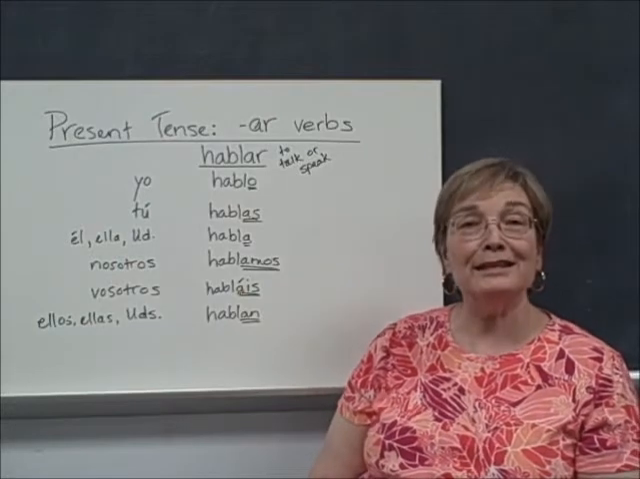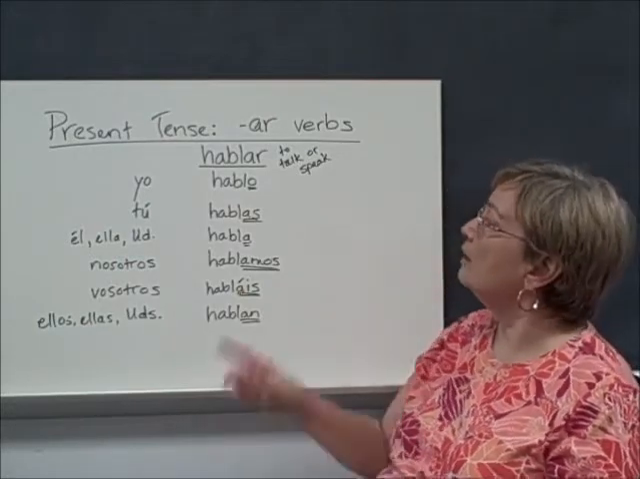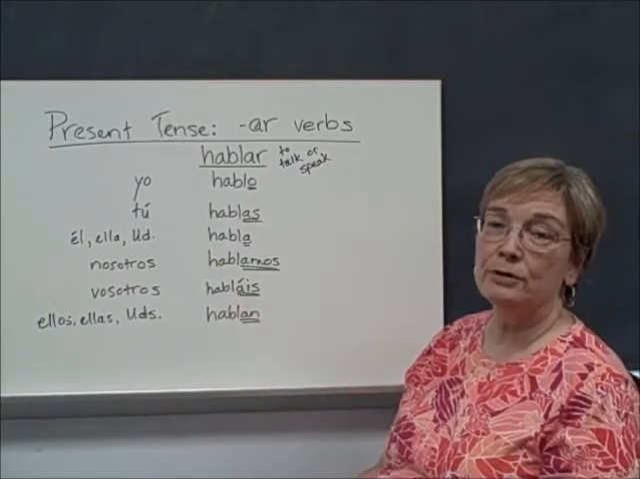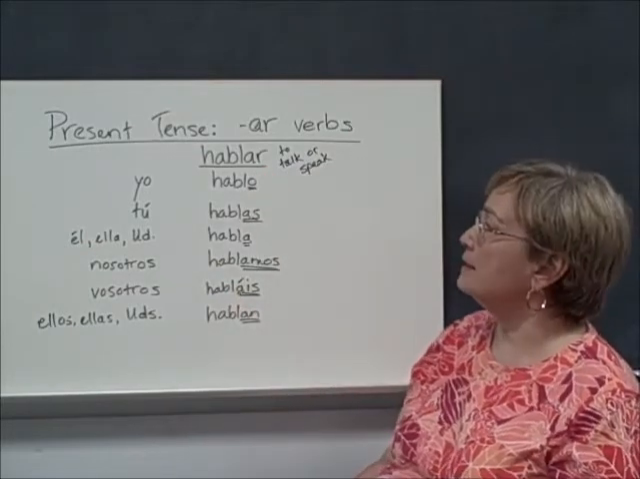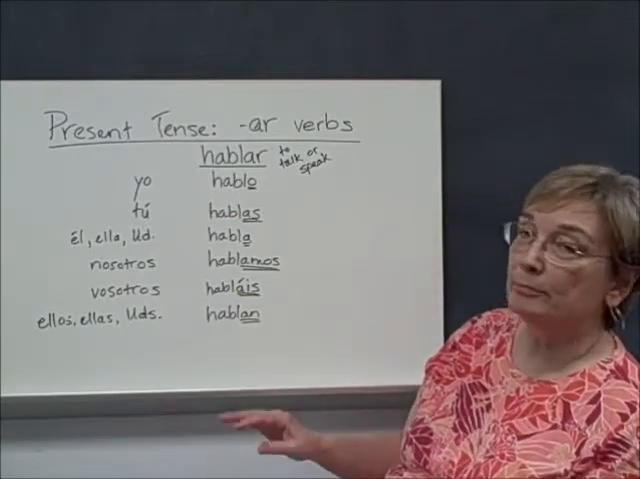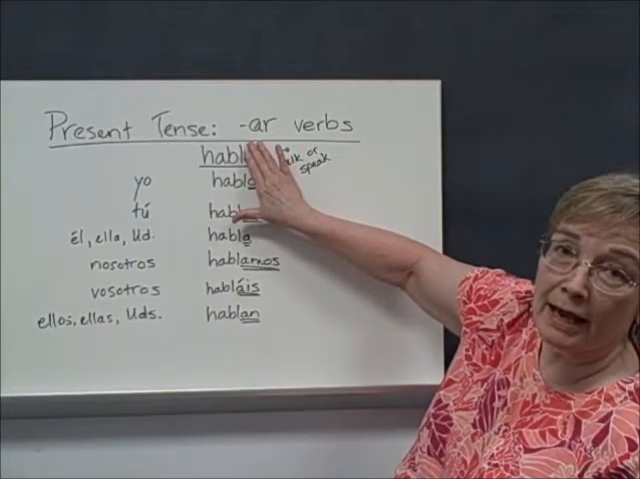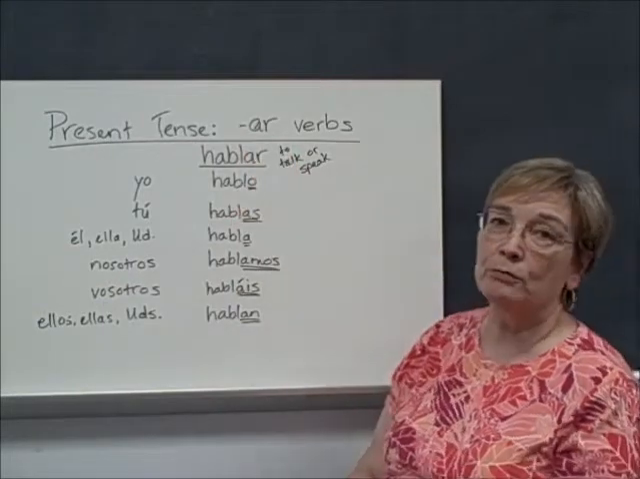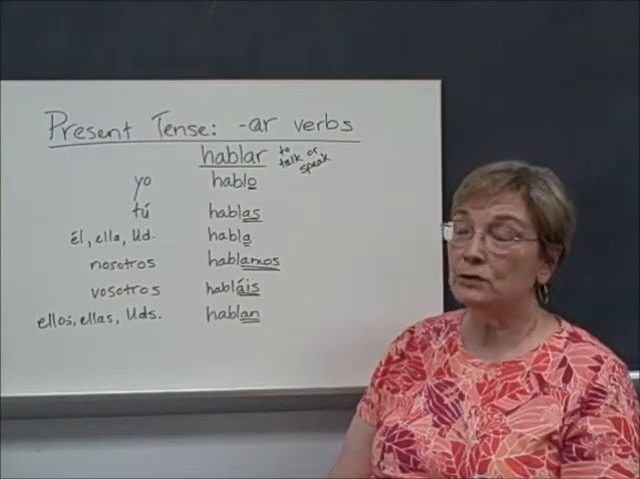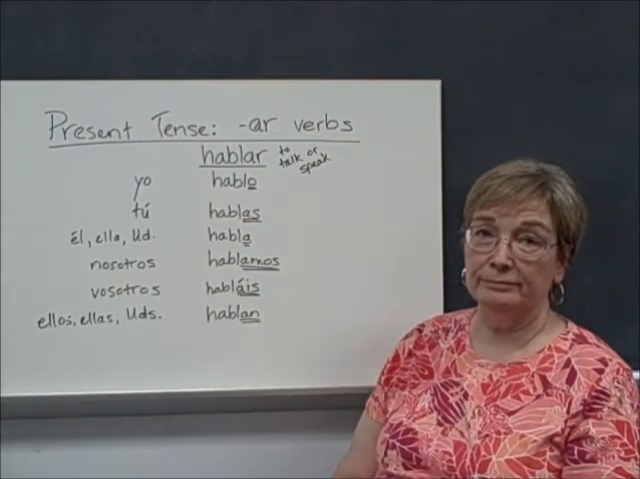Okay, let's start with the present tense of the AR verbs, okay? Using hablar, to talk or to speak, for our example. The first thing we do when we conjugate for different persons is take off the AR ending, okay? So that leaves us with the root habla. To that, we add O for the yo form, hablo.